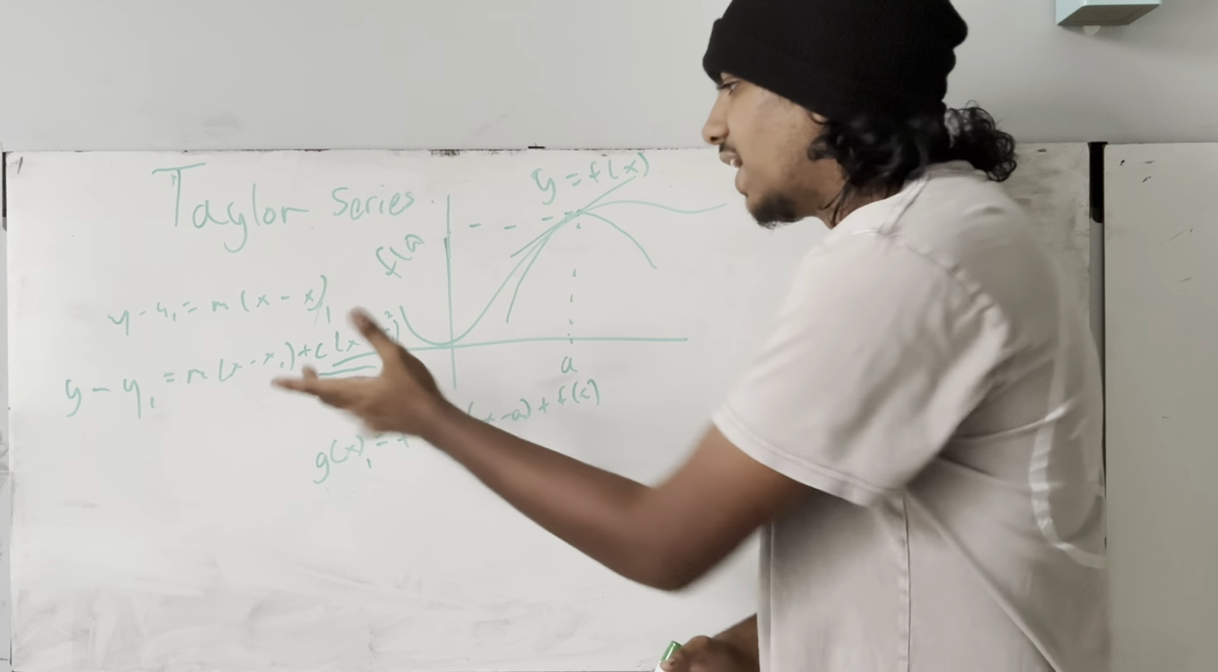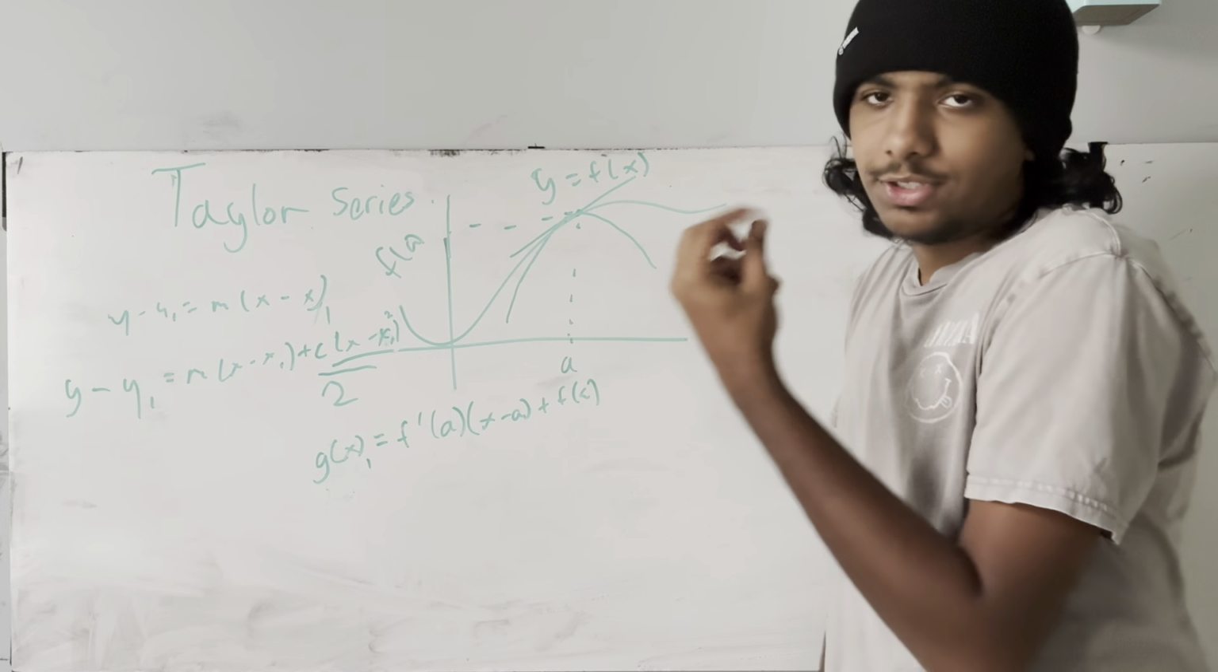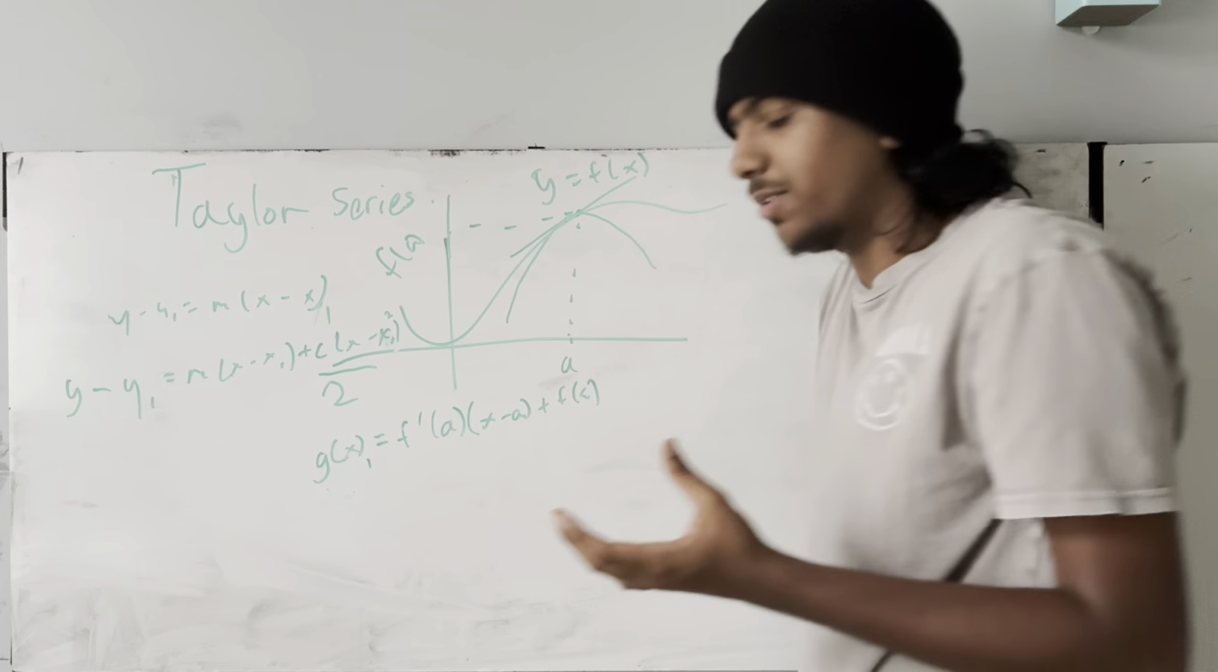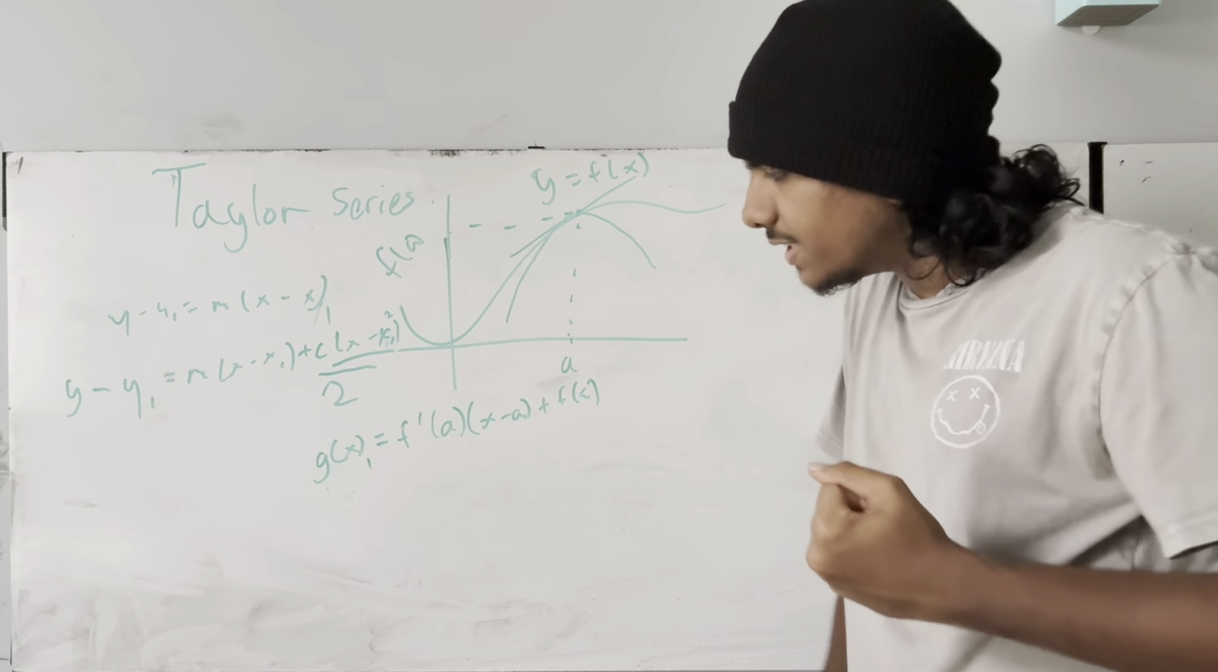So this is the added term. This is kind of like a quadratic approximation. Like this is the linear approximation. This is the quadratic approximation. So let's build our second function.